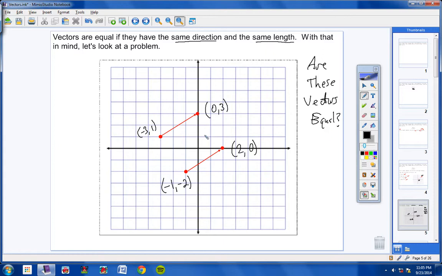So we're going to have to find the distance of each one and see if they're the same, and we're going to have to find the slope of each one because they have to have the same direction, okay? And we'll see if these two vectors are equal. All right, so here we go. Please take some really good notes.